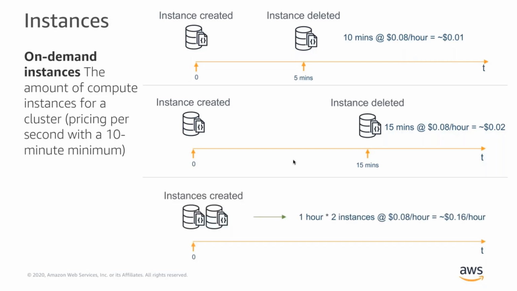Now, if you create instances and they're long-lived instances, say you created 2 instances at t equals 0, for each hour, it's going to be 2 instances times 8 cents per hour, which is going to be 16 cents an hour, which is the common use case, right? Usually, database instances are long-lived for production workloads, and then you pay on those things by the hour.